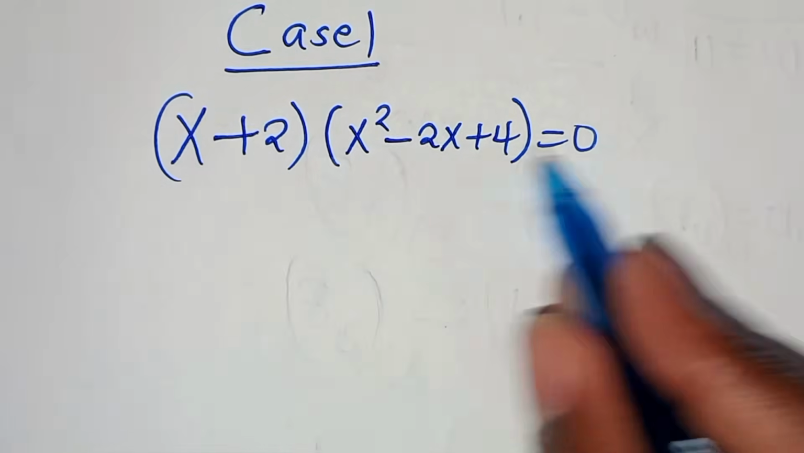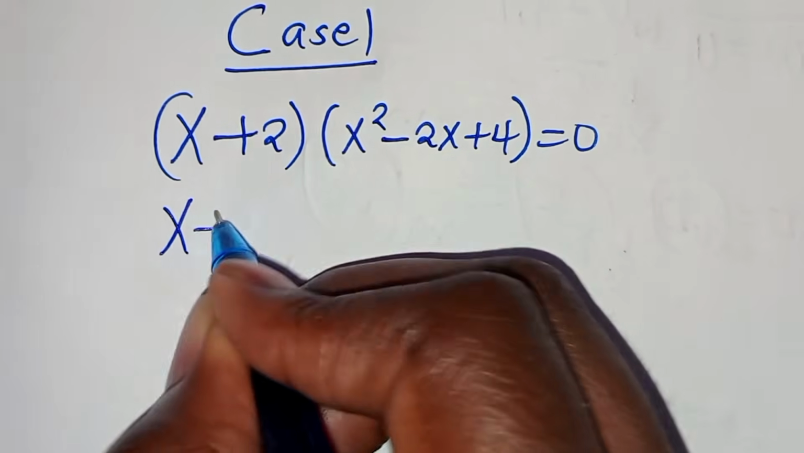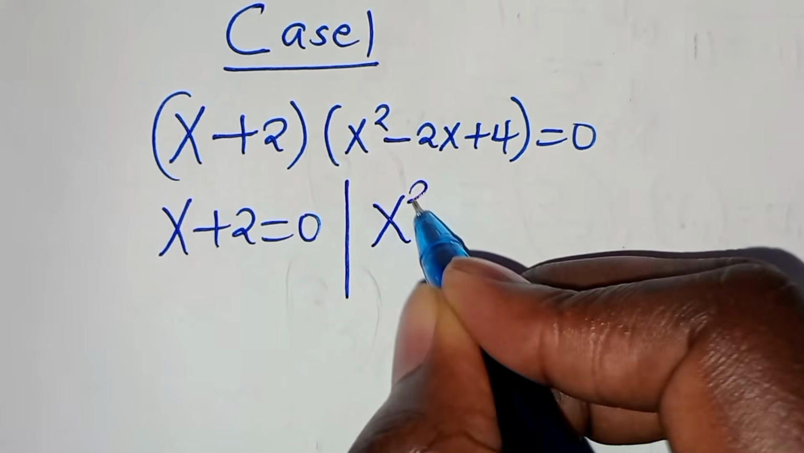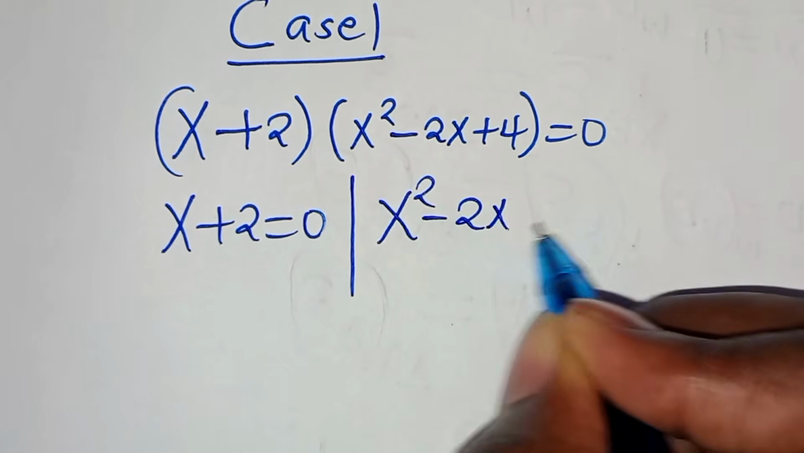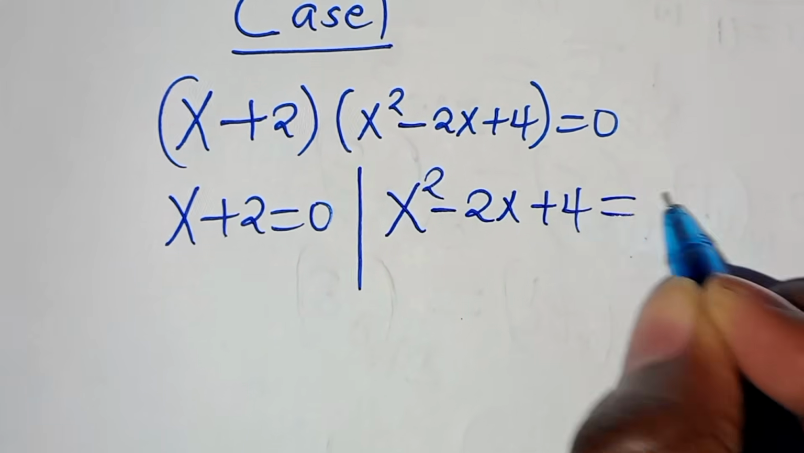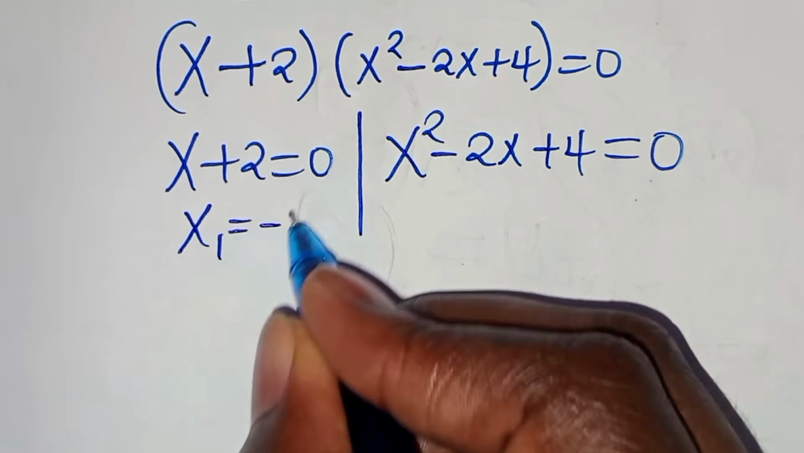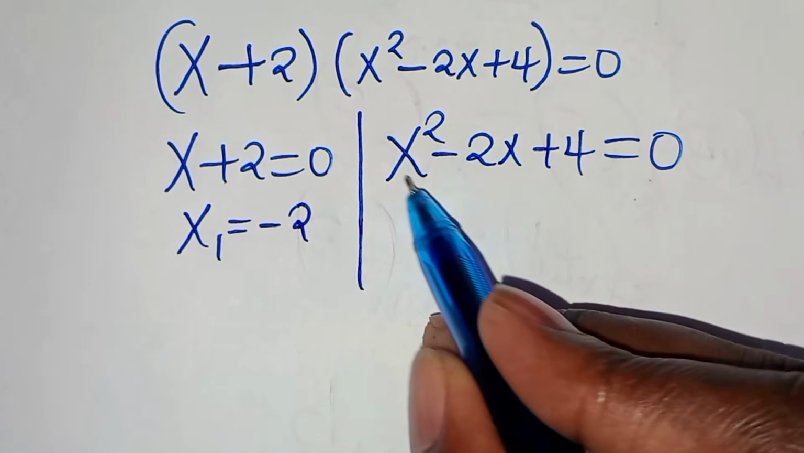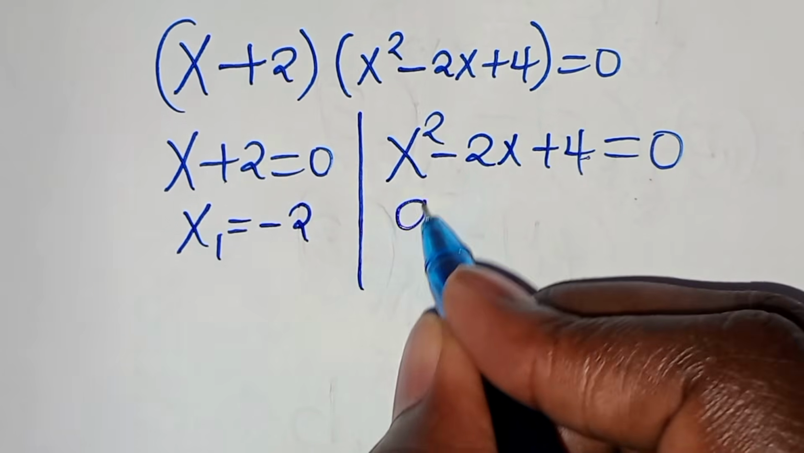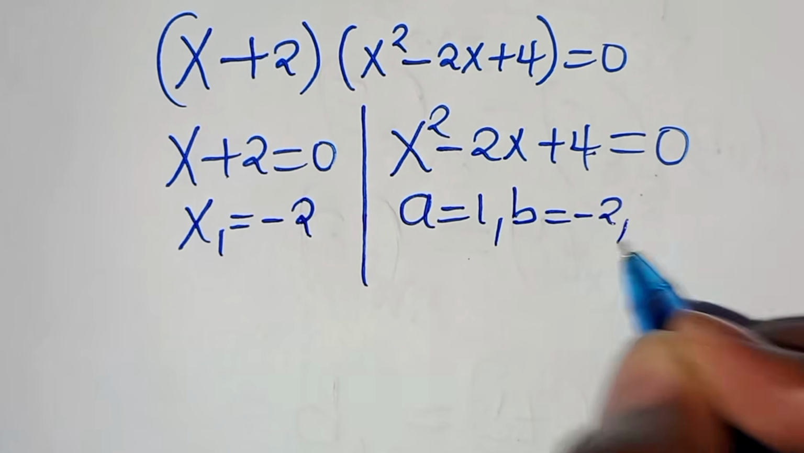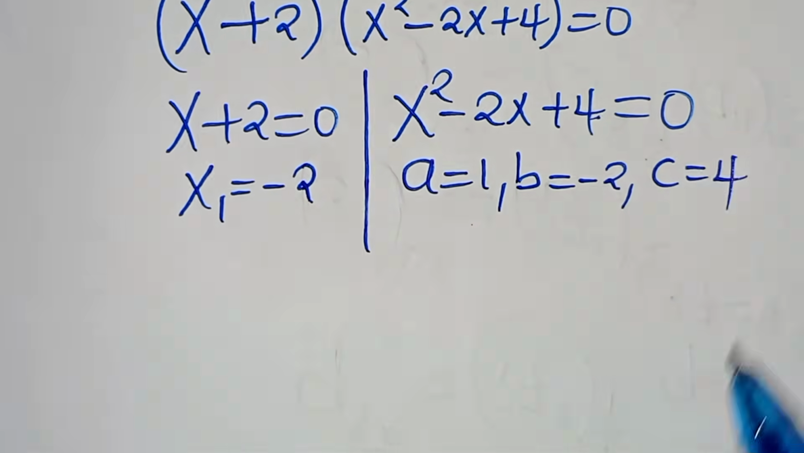Now we have two parts here. We have x plus 2 equal to 0, then we have x to the power of 2 minus 2x plus 4 equal to 0. We have that x1 is equal to negative 2. Then this is a quadratic equation where a is equal to 1, b is equal to negative 2, and c is equal to 4.